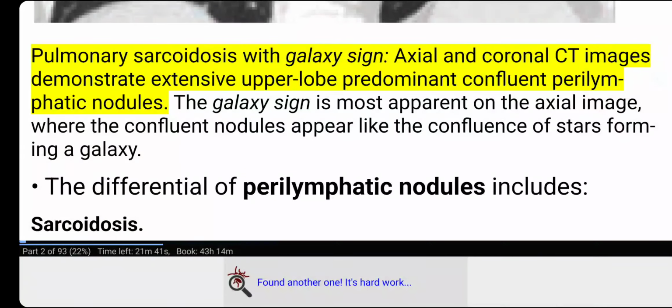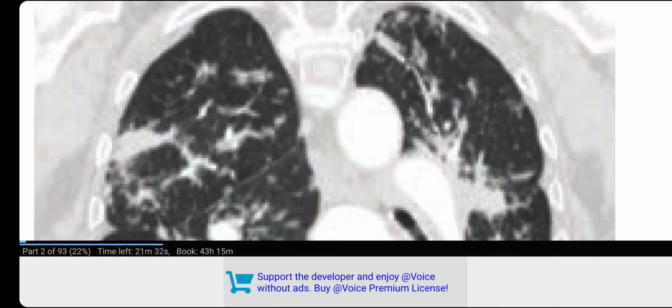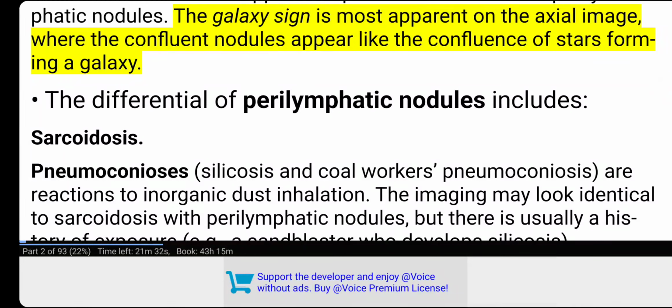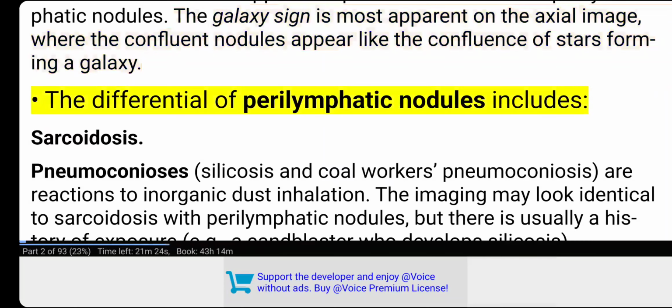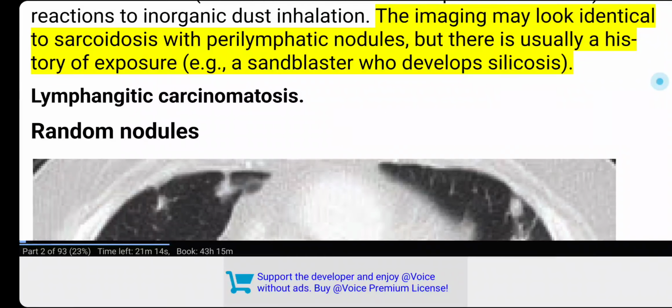Pulmonary sarcoidosis with galaxy sign. Axial and coronal CT images demonstrate extensive upper lobe predominant confluent paralymphatic nodules. The galaxy sign is most apparent on the axial image, where the confluent nodules appear like the confluence of stars forming a galaxy. The differential of paralymphatic nodules includes sarcoidosis, pneumoconiosis, silicosis, and coal workers' pneumoconiosis, or reactions to inorganic dust inhalation. The imaging may look identical to sarcoidosis with paralymphatic nodules, but there is usually a history of exposure, e.g., a sandblaster who develops silicosis.